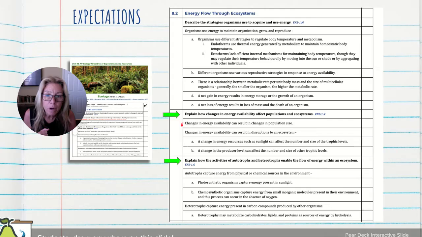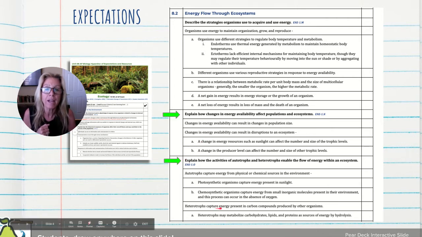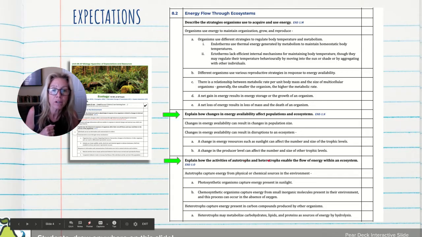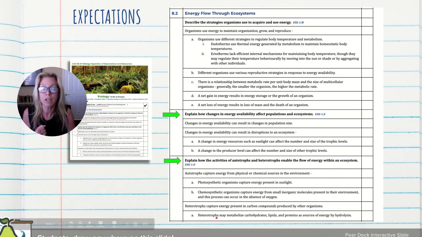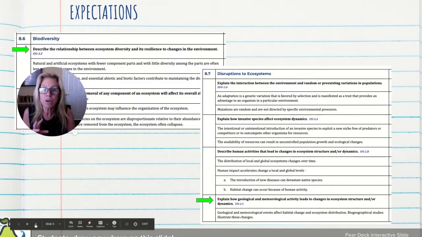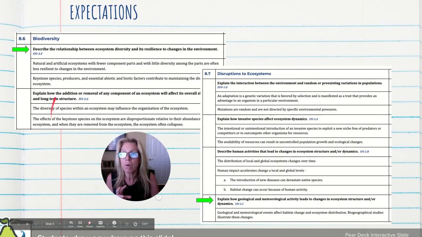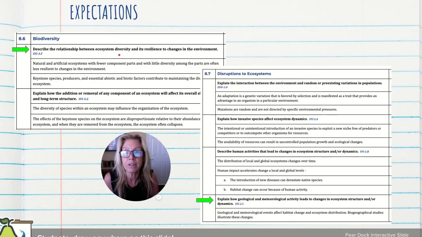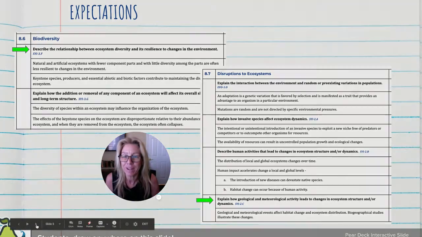So on 8.2, I would point to these two enduring understandings: explain how changes in the energy availability affect populations and ecosystems, and you can read through that, and explain how the activities of autotrophs and heterotrophs enable the flow of energy within an ecosystem. So I encourage you to pause that and read through that so you know what the expectations are. And then I pulled out a few more on describing the relationships between ecosystem diversity and its resilience to changes in the environment. That's from 8.6. And 8.7 down here: explain how geological and meteorological activity leads to changes in ecosystem structure and/or dynamics. So this chapter really has its fingers in several different expectations.